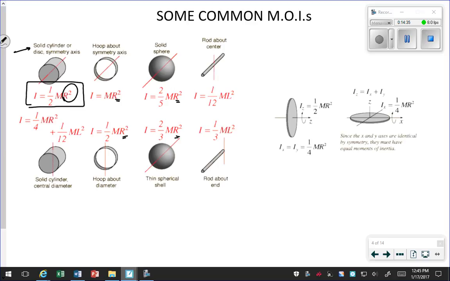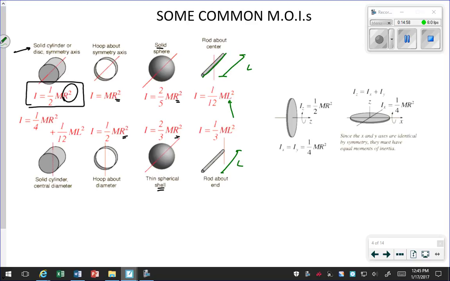Look, a shell as opposed to a solid sphere. And then when you get to things like this stick, it doesn't have a radius, but it has a length, right? This is a length L. All right, so you don't have to memorize these. You'll have to apply them.